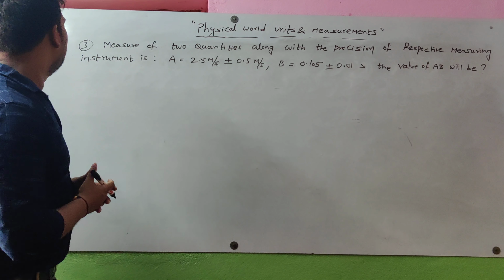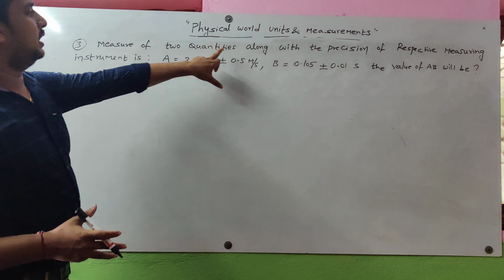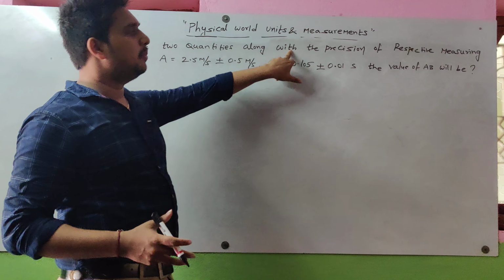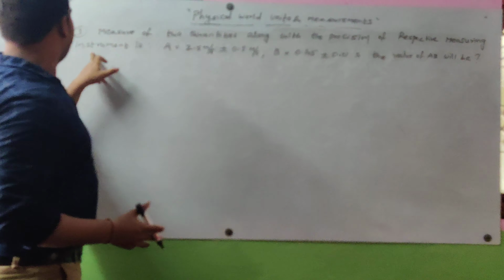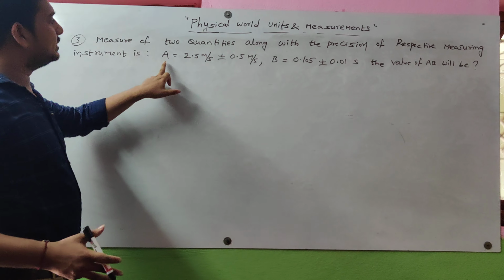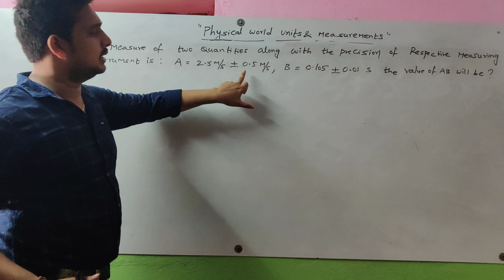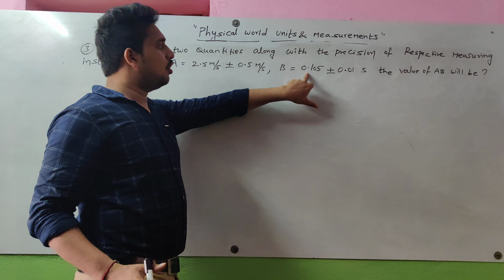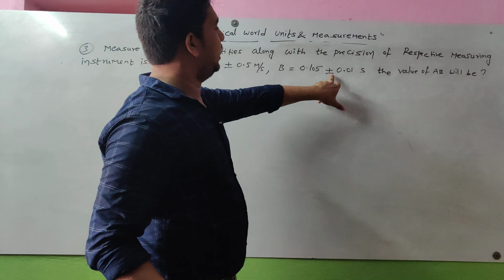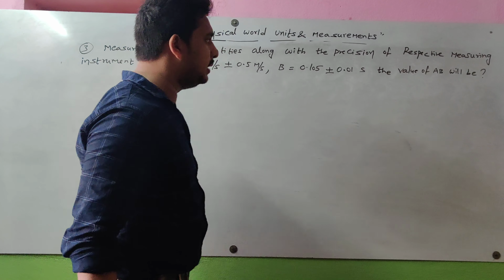So now, problem number 3. Measure of two quantities along with the precision of respective measuring instrument: A is equal to 2.5 meter per second plus or minus 0.5 meter per second. B is equal to 0.105 plus or minus 0.01 seconds. The value of AB will be.